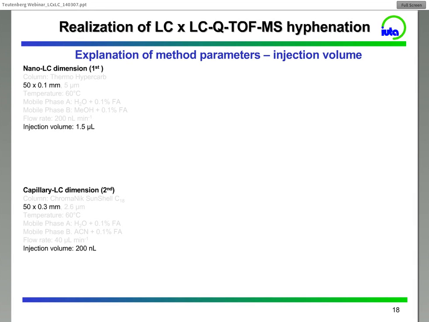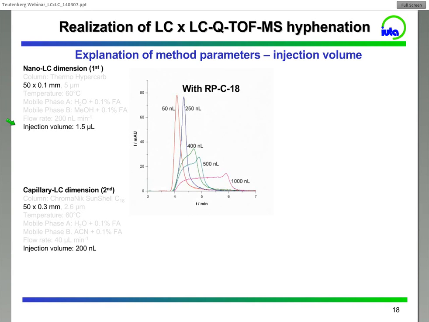Now, when it comes to the injection volume, it's very critical because you have to make sure that if you inject a sample, you will detect some peaks. So we have to make a large volume injection on the first dimension column. And in this dimension, 1.5 microliter is already a very large volume injection. I will show you the effect if you just increase the injection volume on a conventional RP-C18 stationary phase, so 50 nanoliters would be optimal.